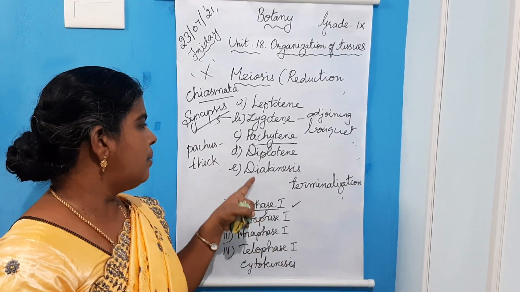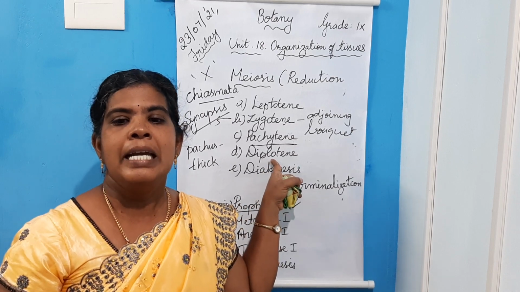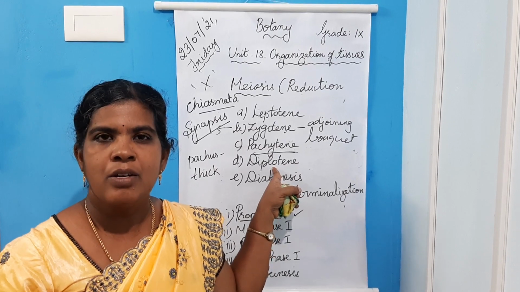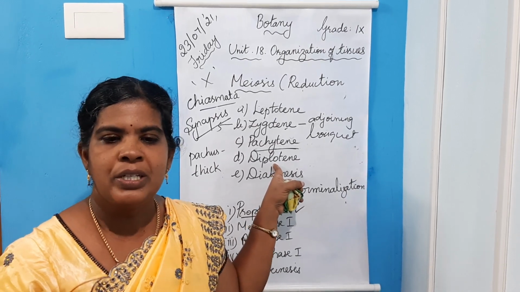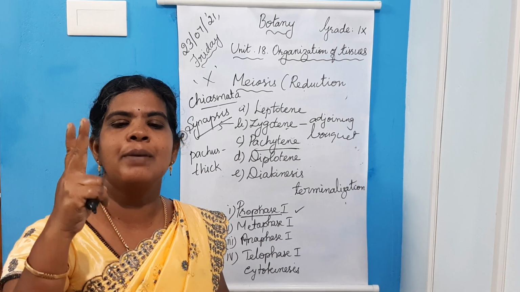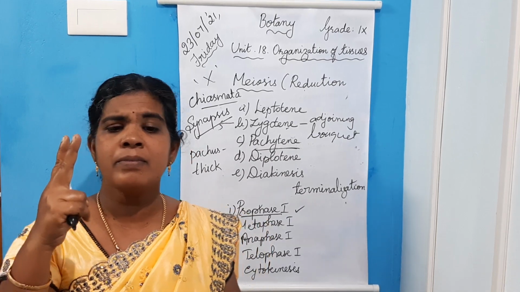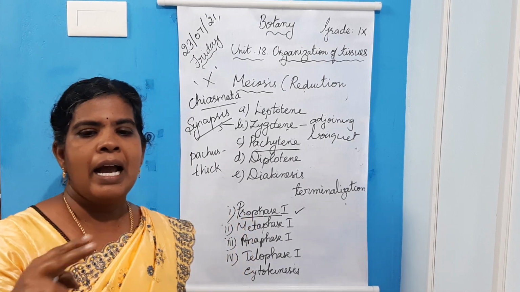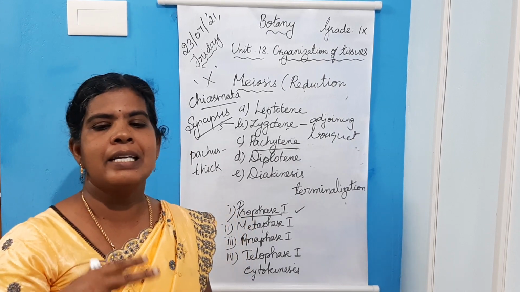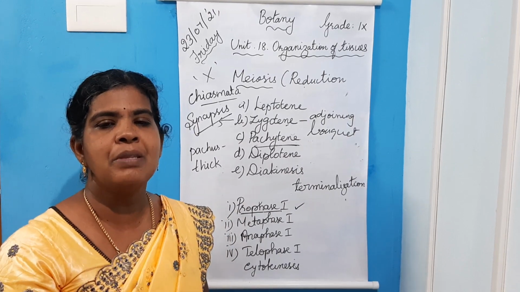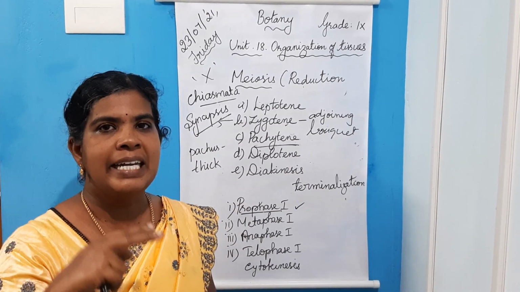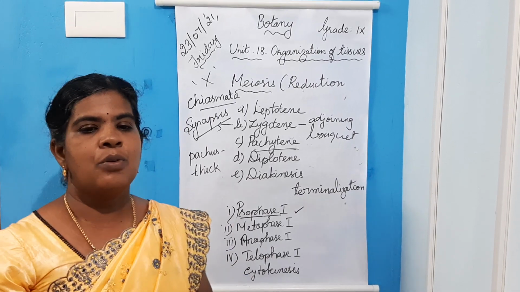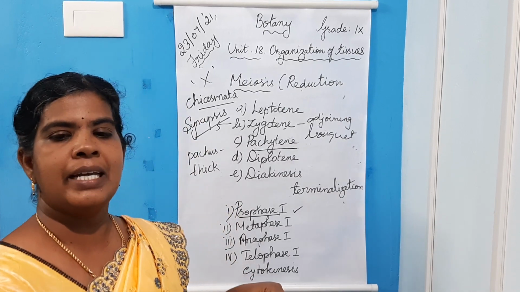So during the diplotene stage, what happens? Each individual chromosome of the bivalent begins to split longitudinally into two similar chromatids. The homologous chromosomes repel each other and separate. The chiasmata begin to move from the centromere towards the end. This process is called terminalization.